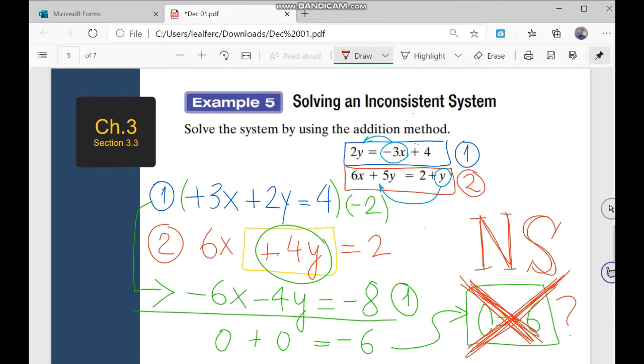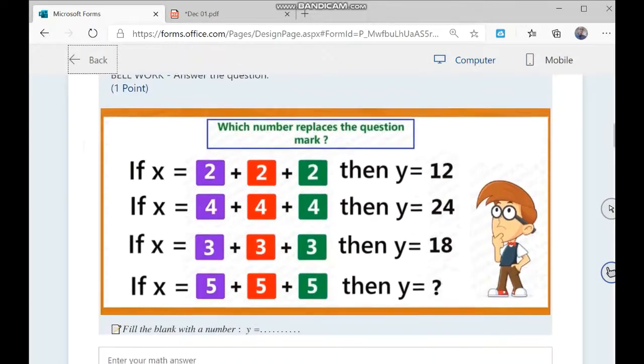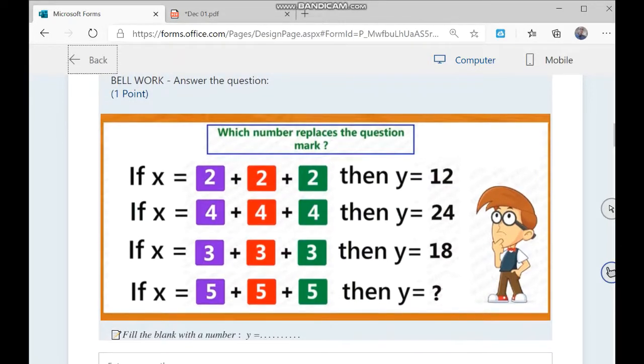Before working on the quiz, where I'm going to show several examples of no solution, infinite solutions, one solution, I want to check if you know the answer for this bell work. I know you found the answer already. This is an easy one. So type now your messages. What's going to be the answer for this bell work, this puzzle?